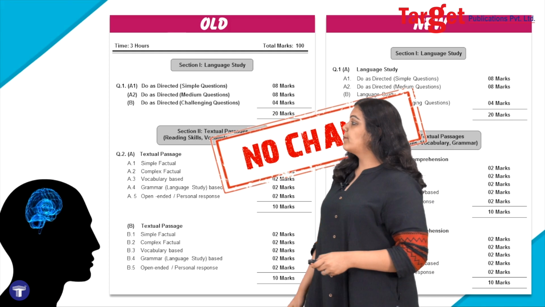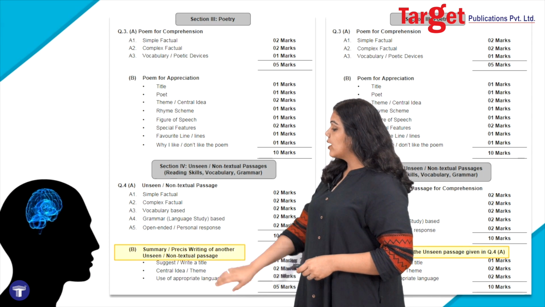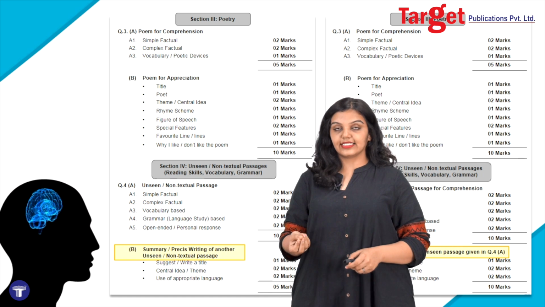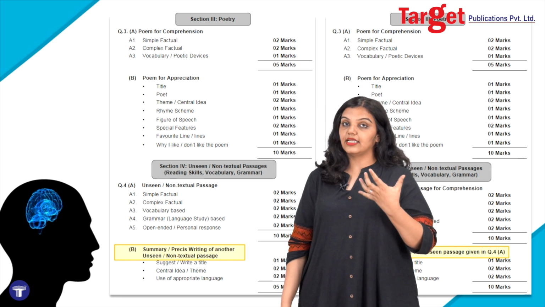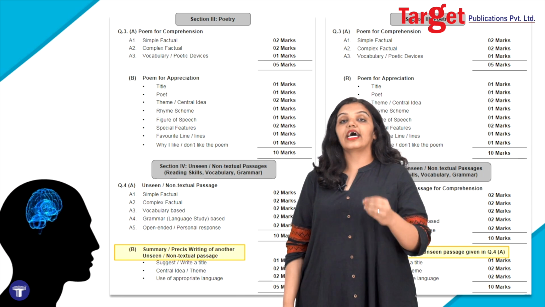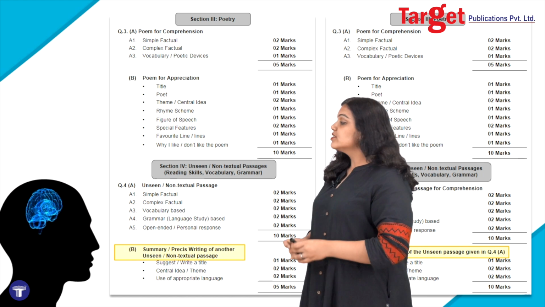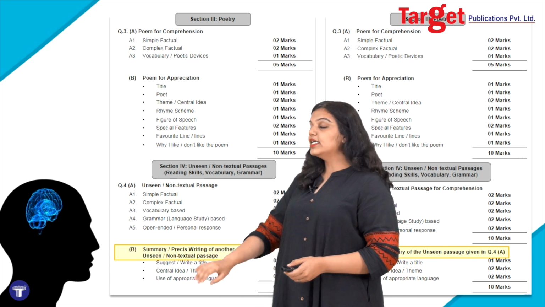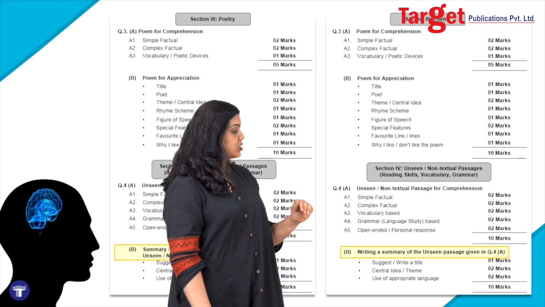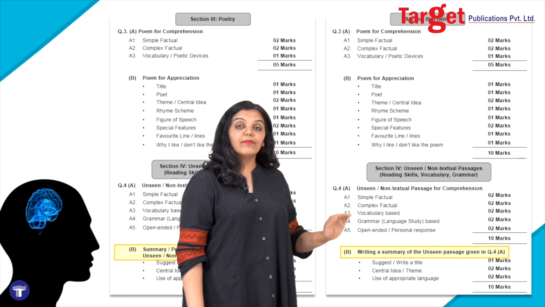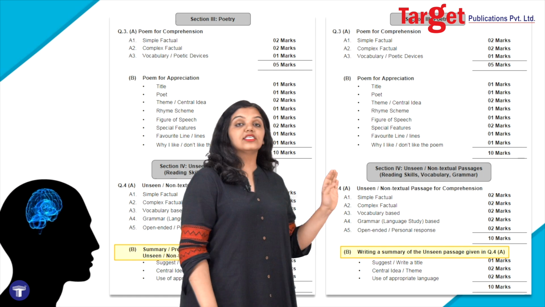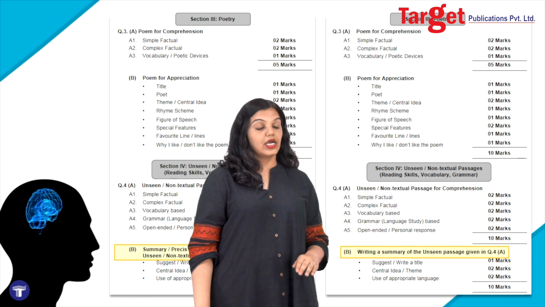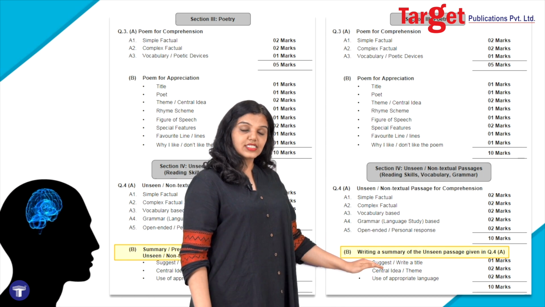The first change in the paper pattern comes in question 4B. As you can see, previously question 4B was a summary or a précis writing section. In this section, you were given an unseen passage and you had to either summarize it or write a précis on it. But now the difference is that instead of getting two separate unseen passages for 4A and 4B, you're going to get only one unseen passage in question 4A, and you have to summarize or write a précis on the same passage which is given in 4A. Keep in mind, 4A is also an unseen passage, but now you won't have separate unseen passages, but 4B will be based on 4A.